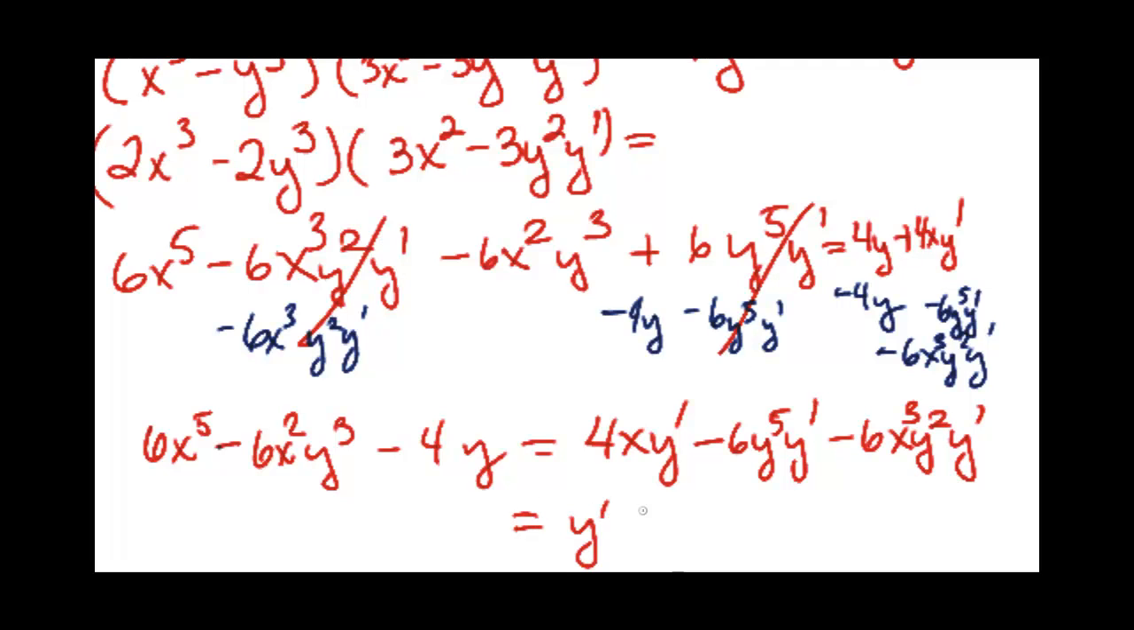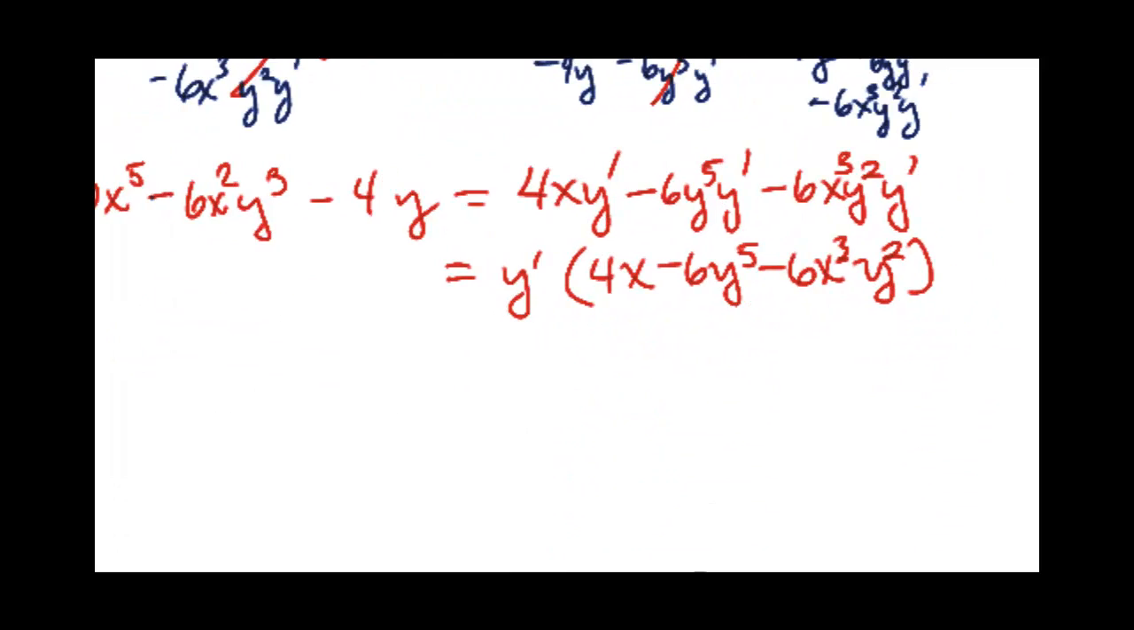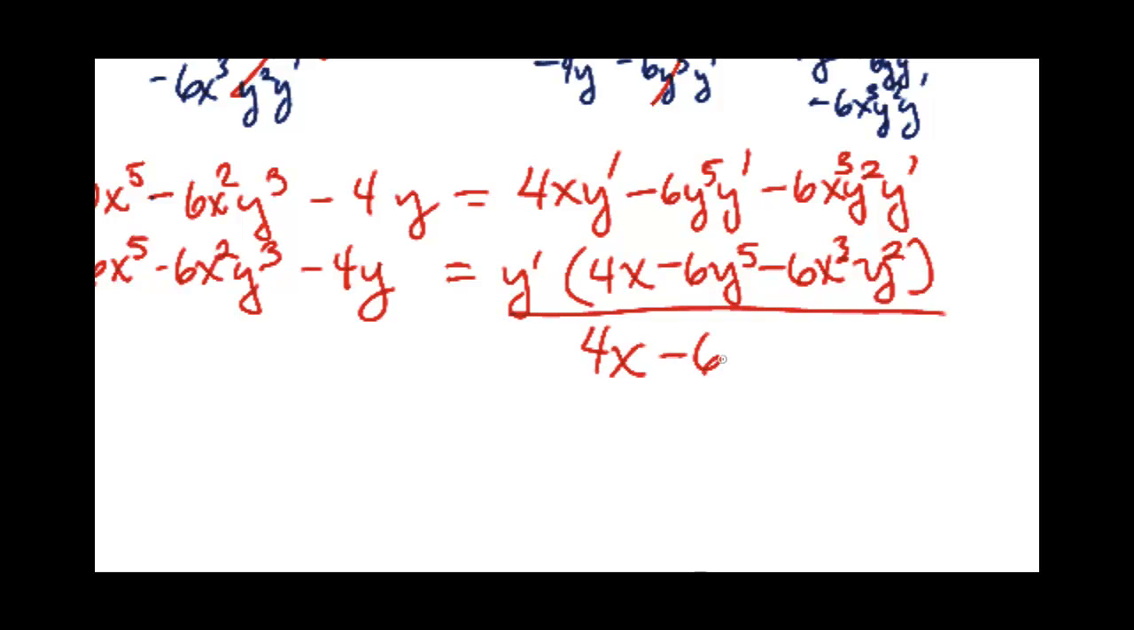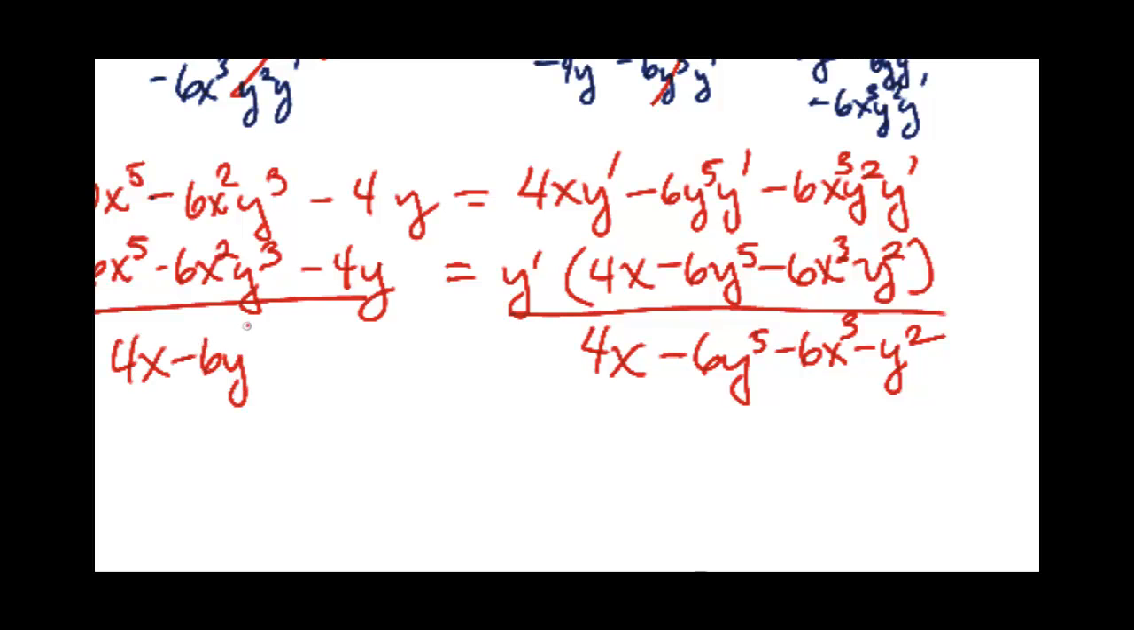Factor out the y prime. Divide both sides. That cancels. There's your y prime.